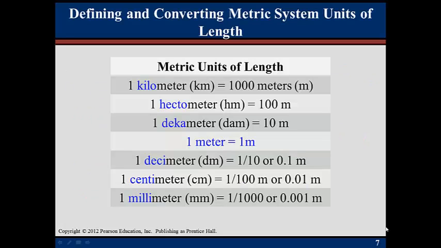Now we moved on to the metric system, where we're going to be converting units of length. In the metric system, we have the kilometer, the hectometer, the decameter, the meter, the decimeter, the centimeter, and the millimeter.